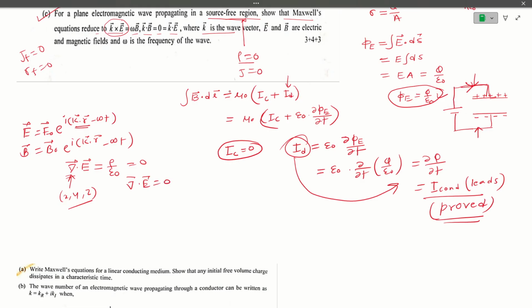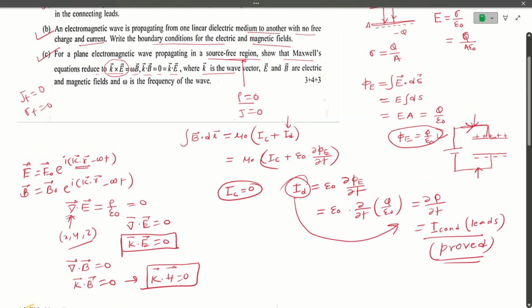After that, if we operate this on the field, only the k vector is constant here, with k dot r. So we get k dot E equals 0. Similarly, if we use the second Maxwell's equation, divergence B is 0, and if we differentiate again, we get k dot B equals 0. From here we can write k dot H equals 0. So k dot E equals 0 and k dot H is 0.